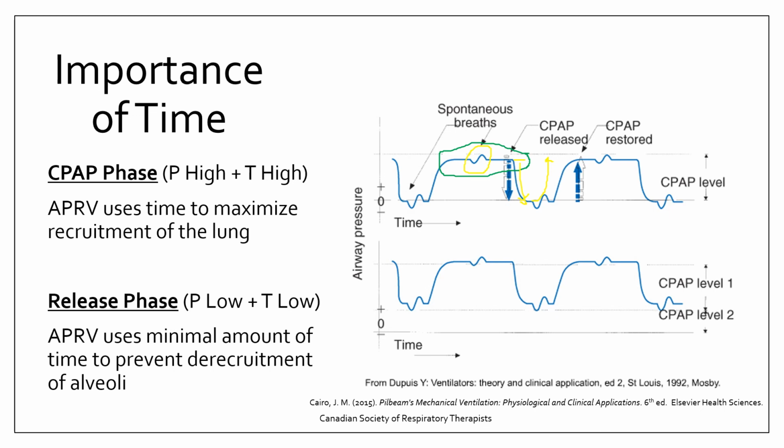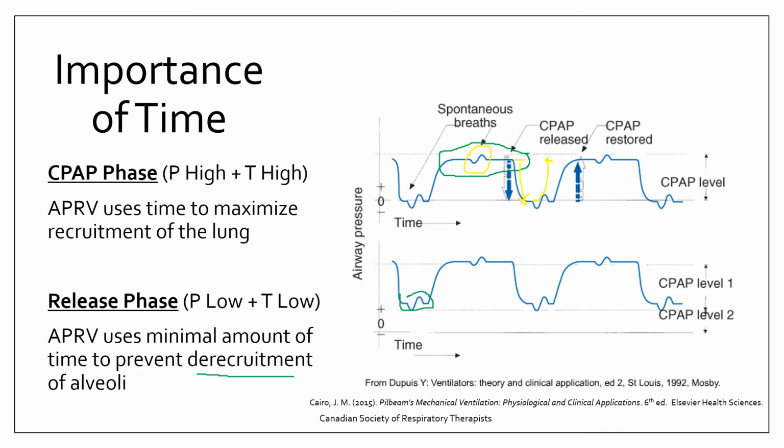Your release phase down here, minimal amount of time. Really, you don't want this long time like I have here in this picture. This would be too long. We don't want to reach a zero baseline. The goal is never to be at zero, because if we're at zero, then chances are we're probably going to de-recruit, right? So minimal amount of time spent at a lower pressure to prevent de-recruitment of alveoli, and then we jump right back up to that higher pressure.